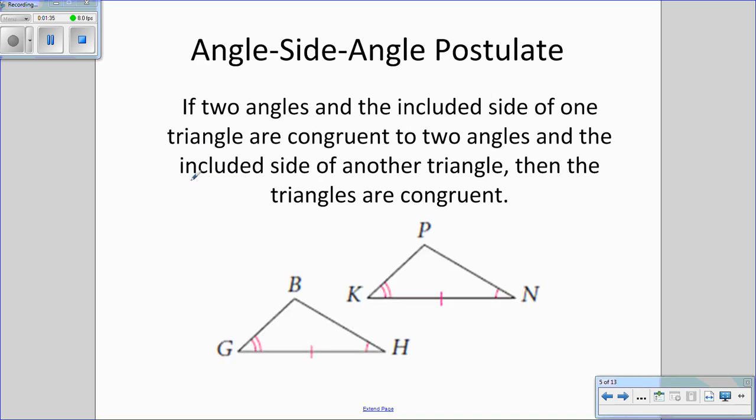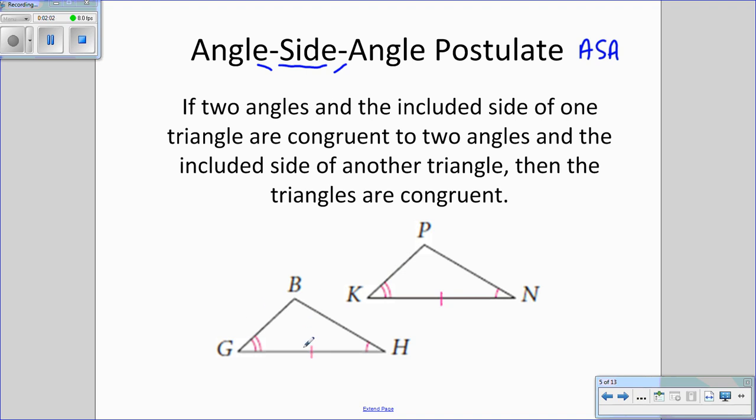Okay, next we have what's called the angle side angle postulate, or ASA. All right, and it states if two angles and the included side of one triangle are congruent to two angles and the included side of another triangle, then the triangles are congruent. Again, in this case, the side has to be between the two angles that we are dealing with.